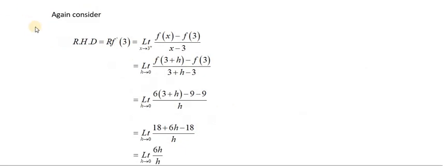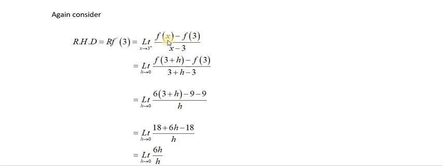Now, I am going to find RHD, that is right hand derivative at x equal to 3. That is denoted by R f dash of 3. This is the expression for RHD. Here we are going to find RHD at x equal to 3. That's why we are writing here 3 plus and also here f of 3 in the denominator also 3.